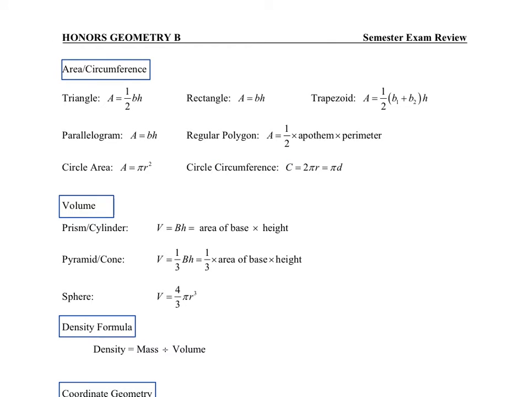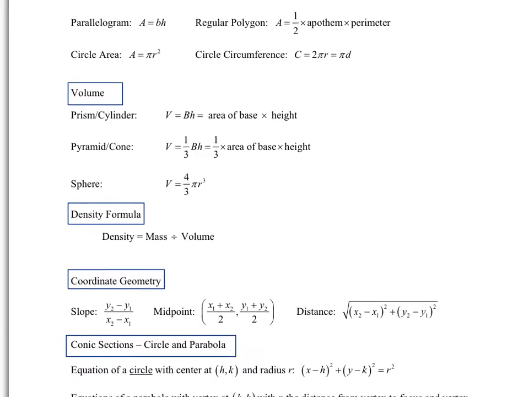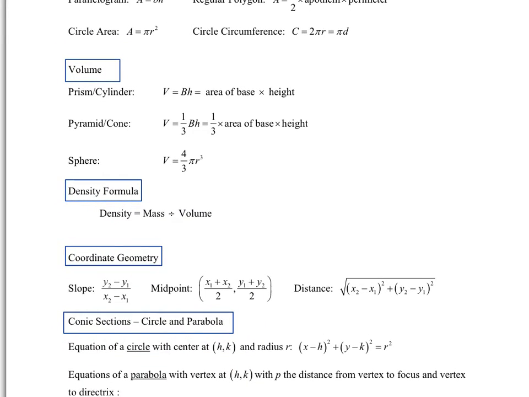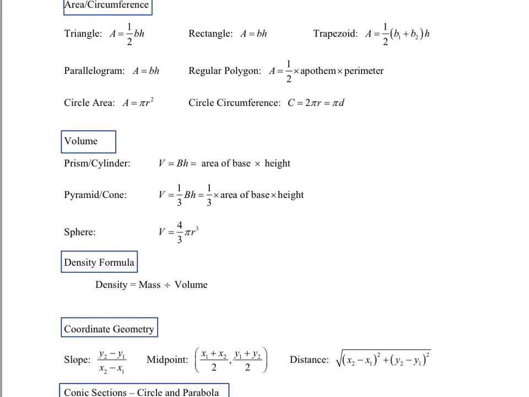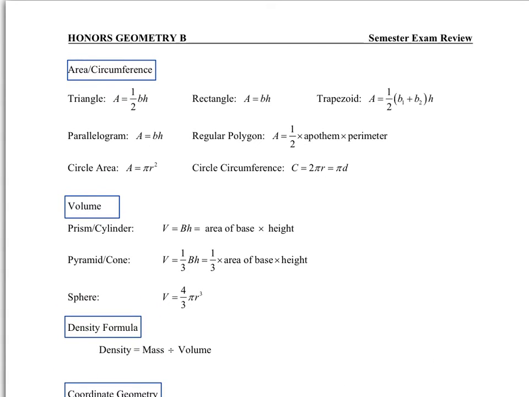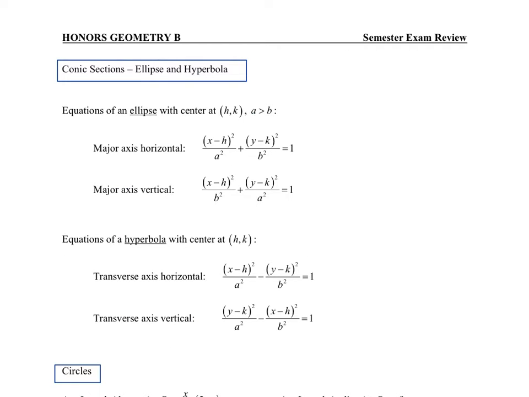Don't forget that on the exam you will be given a formula sheet, and for the Unit 3 topics this is going to be really helpful because it has area and circumference of figures, volume, and the density formula. So these are the ones that you do not need to memorize, but make sure you understand how to use them. And you're given 2 sheets of formulas, so do be sure to go through them.